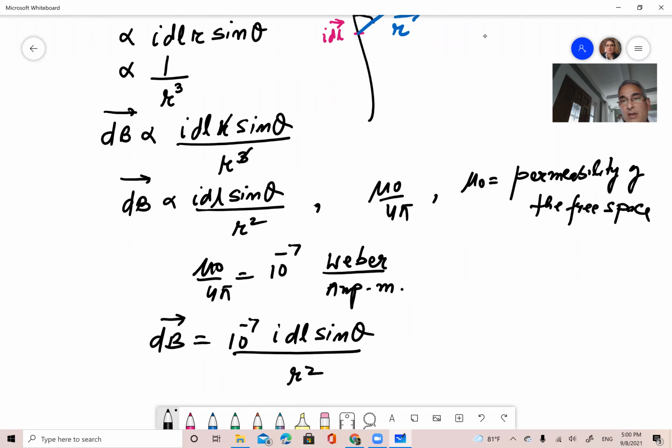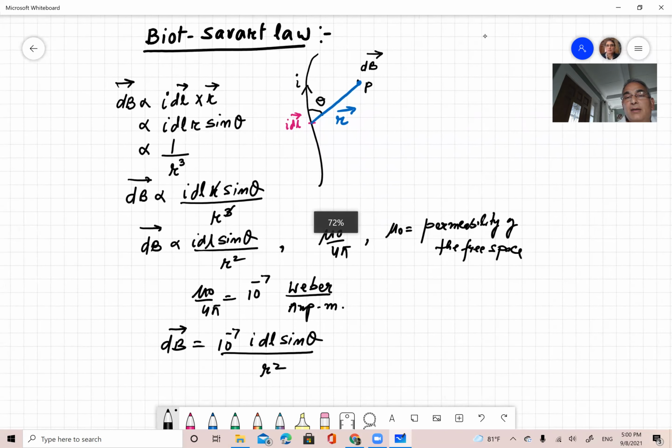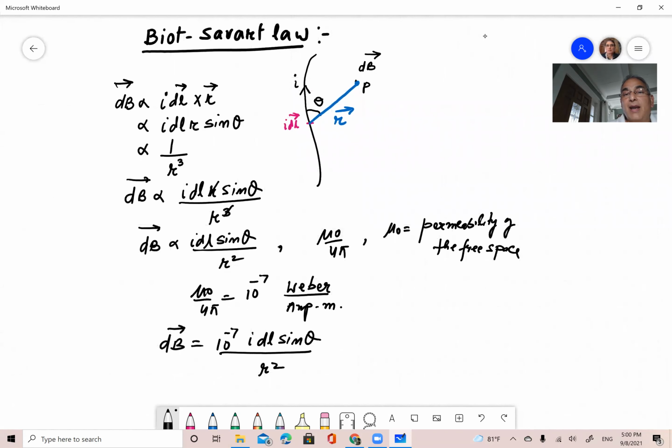Now the total magnetic field due to the whole current carrying wire can be obtained by adding the sum of all these small current carrying elements, or by integrating the small magnetic field within given limits, depending upon the shape of the conductor. Now, how do we find the direction of the magnetic field at the point P? For that, there are two rules.